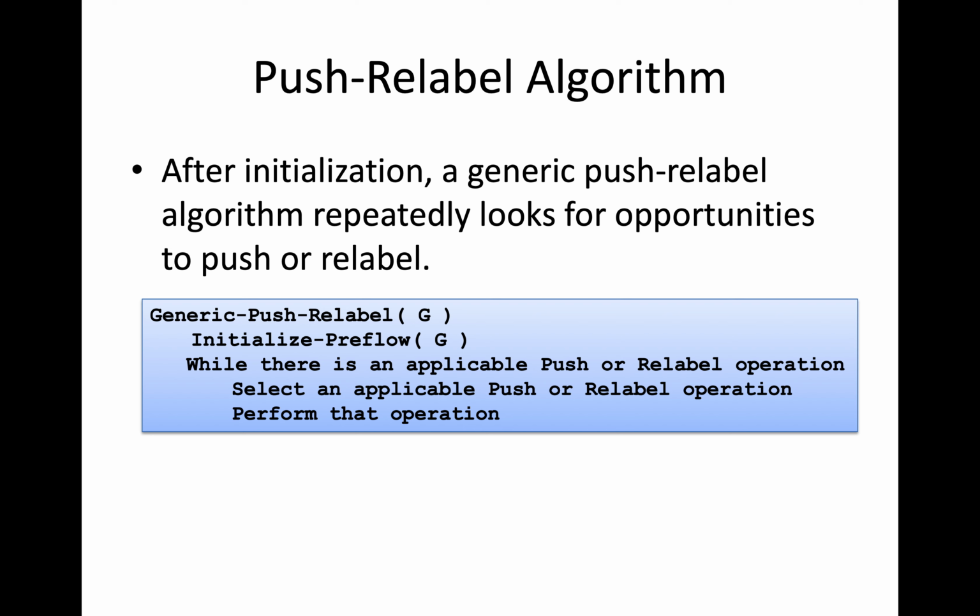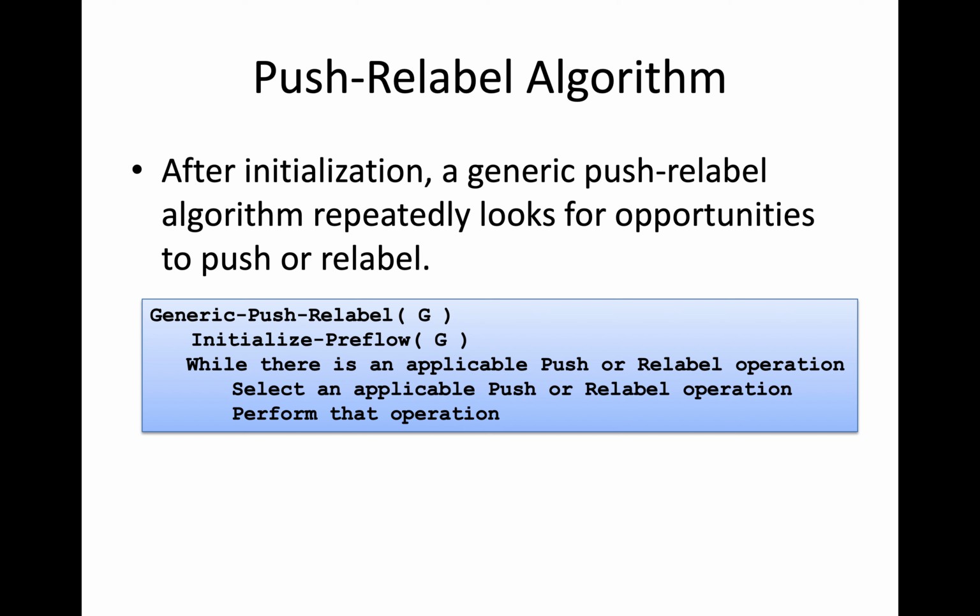We're not going to go over it in class, but there is a proof that once you've done all the push and relabel operations you can, this algorithm has to converge to a legal maximum flow. So its flow won't even be a preflow anymore. It'll satisfy the flow conservation.